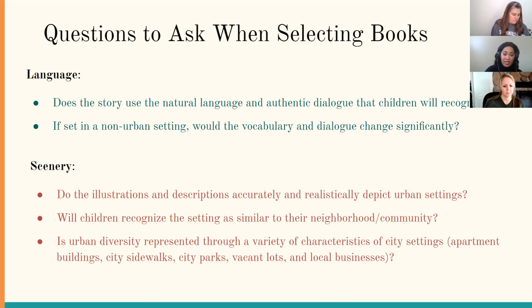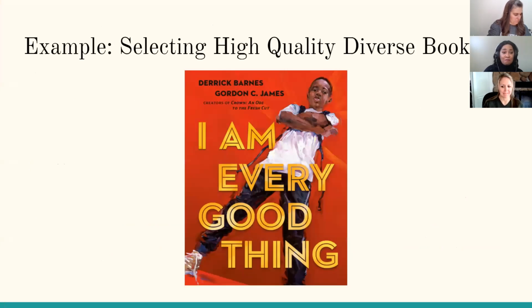And with the scenery, do the illustrations and descriptions accurately and realistically depict urban settings? And will children recognize these settings? Are these settings that they see in their own neighborhoods and communities? And is the urban diversity represented through a variety of characteristics of settings like apartment buildings and sidewalks and vacant lots and local businesses?